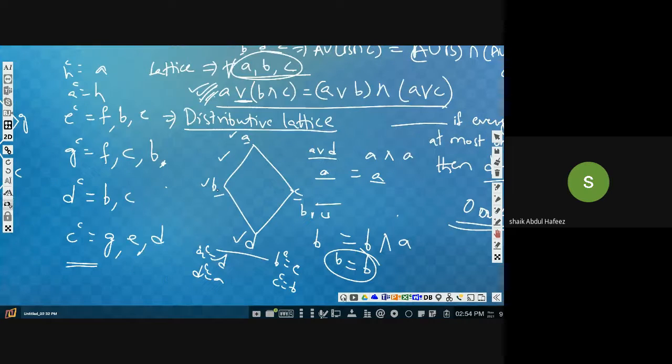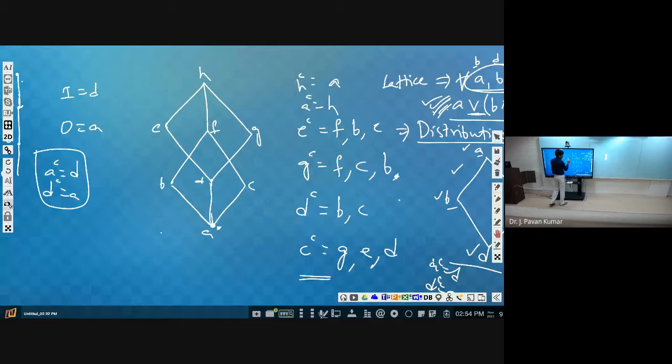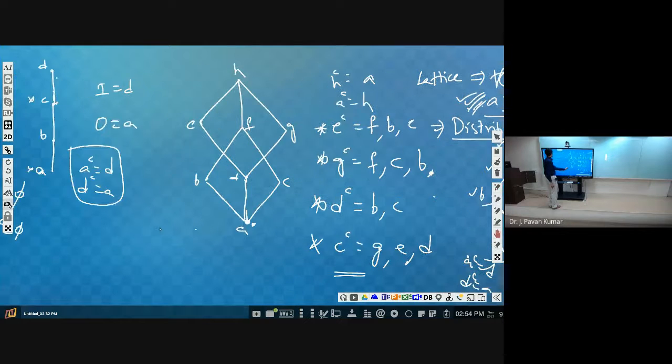Now, consider this one. In this example, we have calculated the complements. A complement is H. E complement is F, B, C. Next, G complement is F, C, B. D complement is B, C. For every element we have a complement, but for E and G we have more than one. According to the distributive lattice property, if every element has at most one complement, only then can we say it is a distributive lattice. Now, is this a distributive lattice? No, sir.